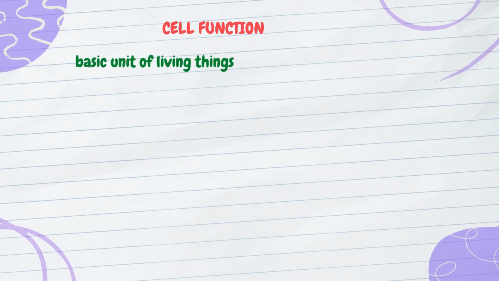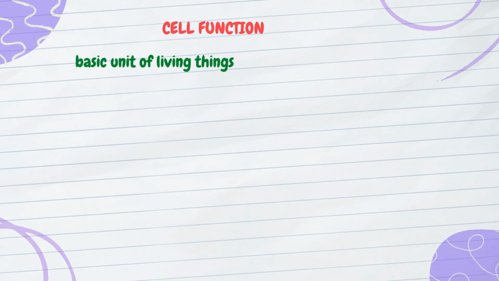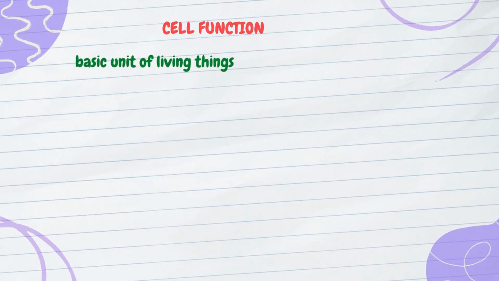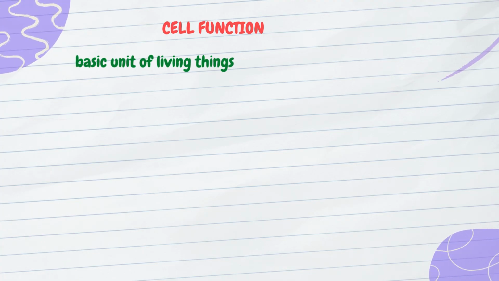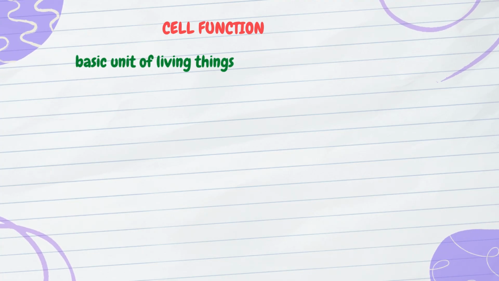Cells are the basic unit of living things. The human body contains trillions of cells, each performing a specific function that sustains the life of an individual. Why do cells have different functions? Because they have different structures.